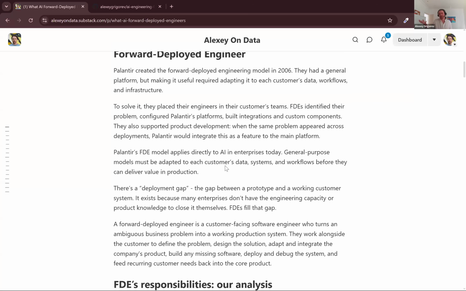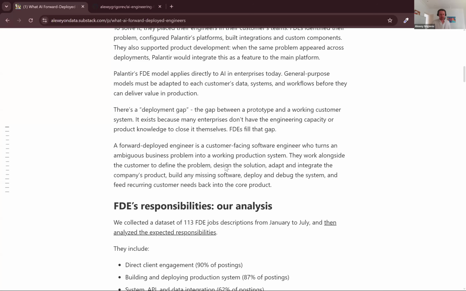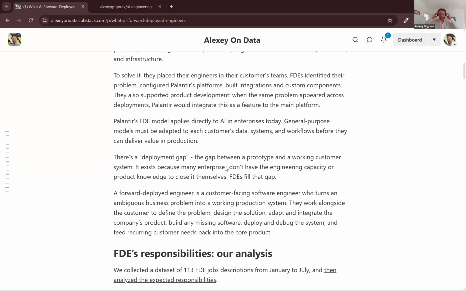Yeah, so I think if you're really interested in reading about this, you can read the article that I wrote about this, like who they are historically. There's this company called Palantir, they kind of pioneered the role. And forward deployed engineers became popular in connection with AI.